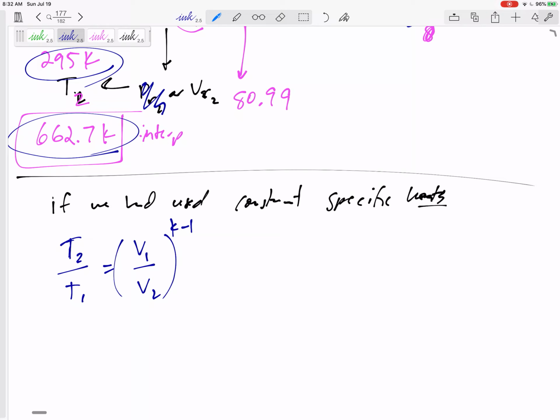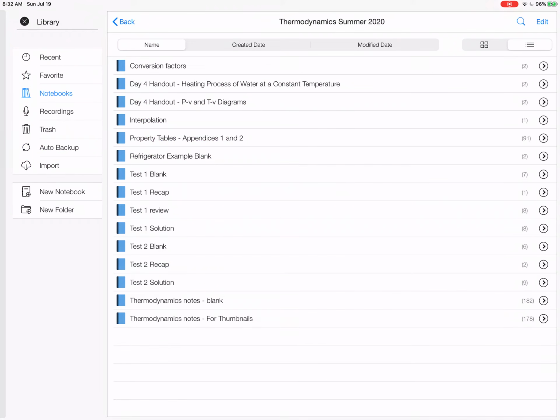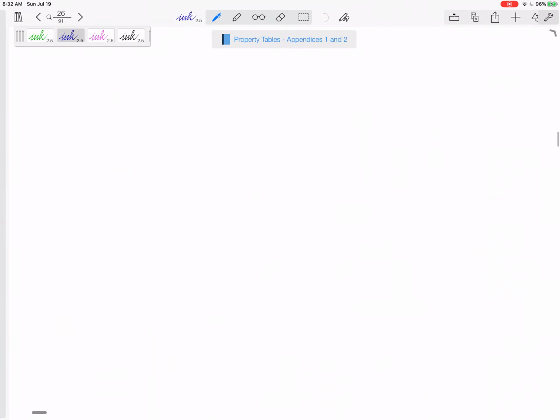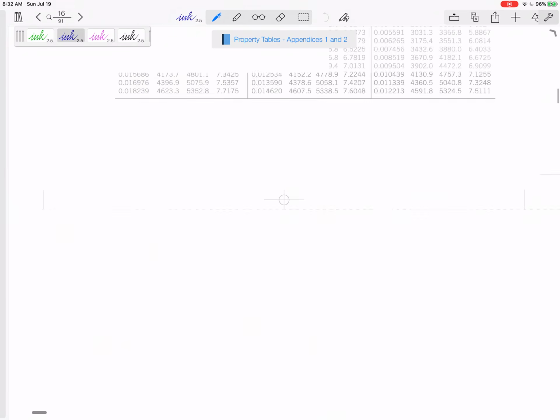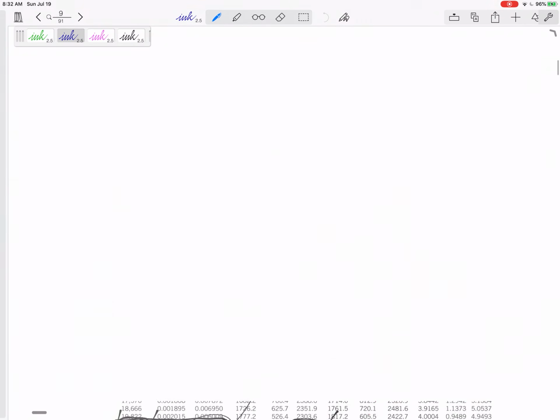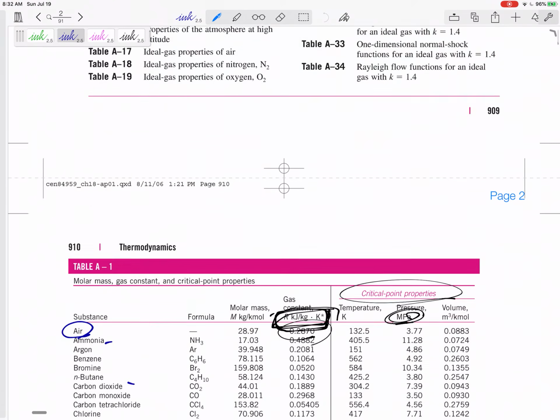Now the k values we could get from the property table, from table A1, I believe, or possibly table A2 or A3. Let's go to that real quick. Where are the k values?